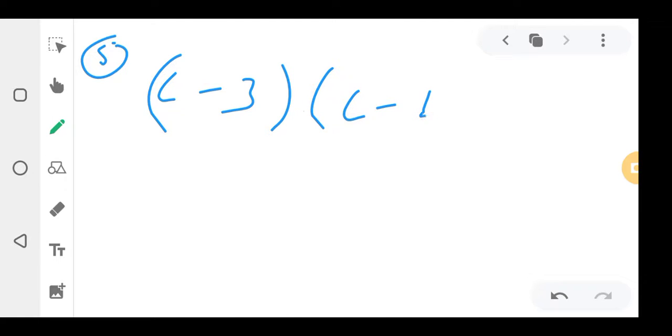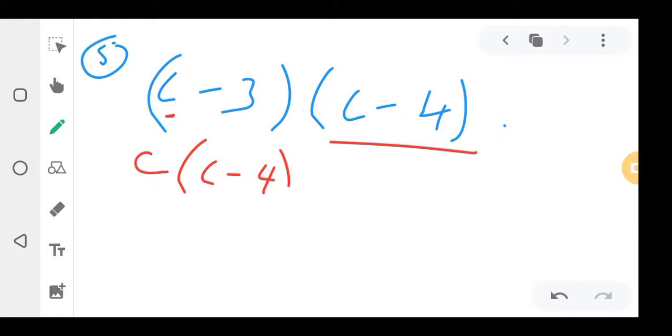Question 5, which is the last example. If they give you (C − 3)(C − 4), we are simplifying this. So we pick the first letter. I told you always pick the first letter. This one, C, you bring it here. Then everything here comes here, which is (C − 4).